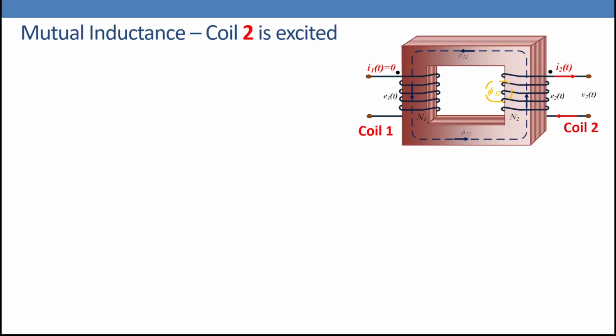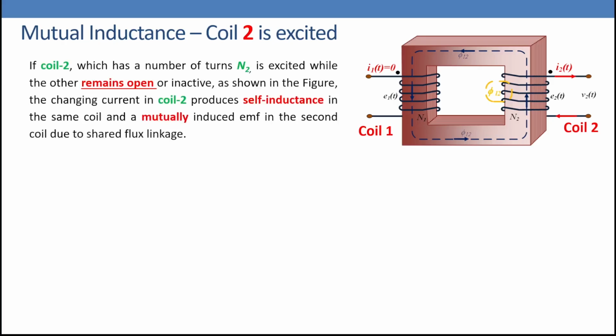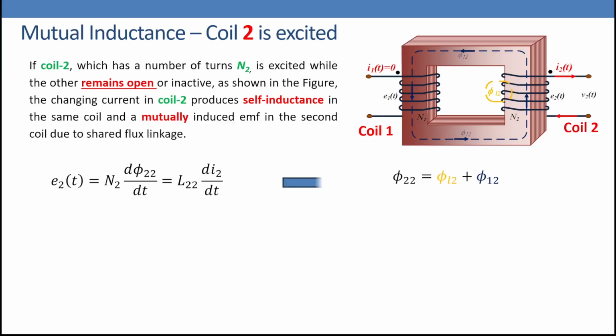This means that the current of coil number 1 equals 0, while we have a current I2(t). So we have a flux, which is the blue color. That one is the linkage flux from coil number 2 that is going to link coil number 1, and we have a leakage flux, which is the yellow color here. So if coil number 2, which has N2 turns, is excited while the other one remains open, the changing current in coil number 2 produces a self-inductance, and at the same time it produces a mutual inductance with coil number 1. We are going to put that in equations as well.